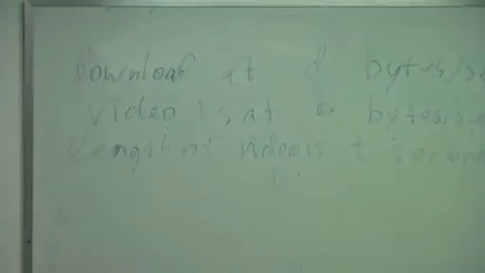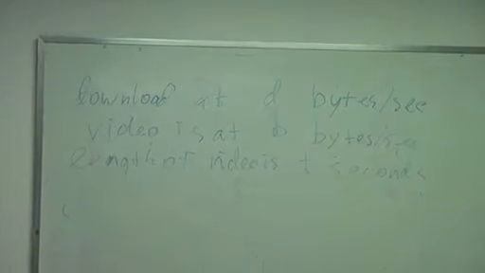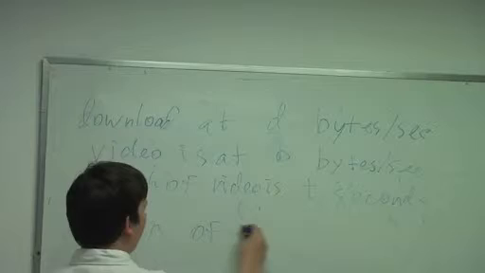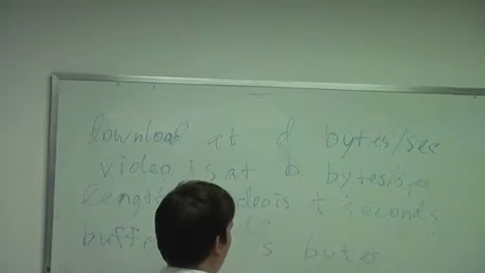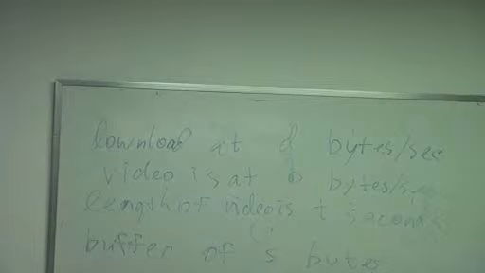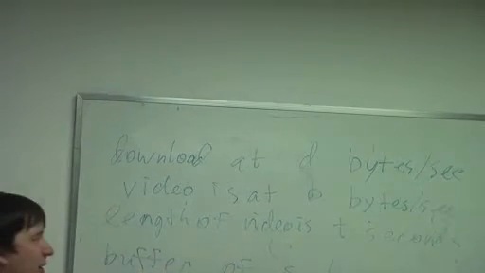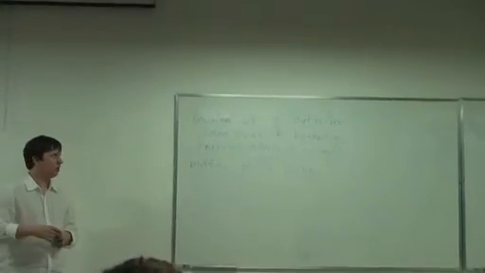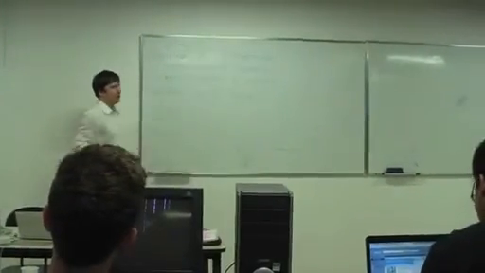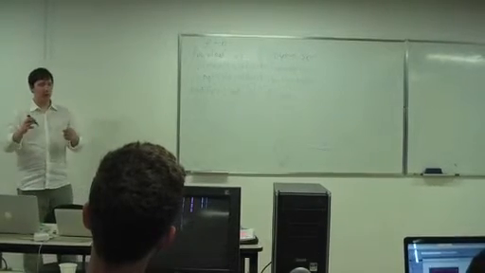The player works in the following manner. At the beginning, it starts to download. It has a buffer of some size, let's say it's S bytes, where S is an integer number. It downloads S bytes of video, then starts playing video while downloading more. But the problem is that d is less than b, always, so the rate of download is slower than the rate of playback.